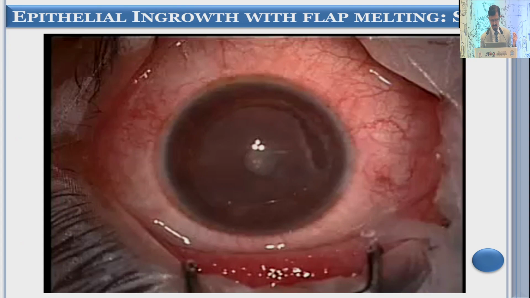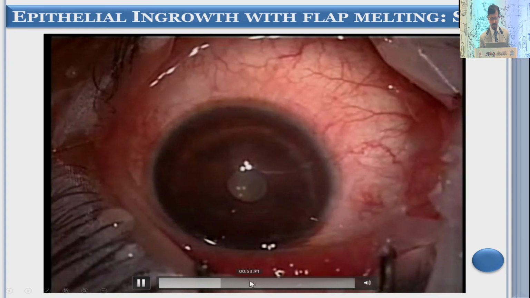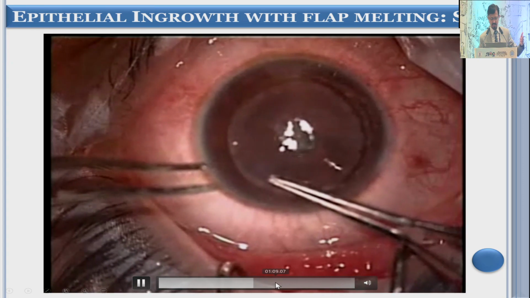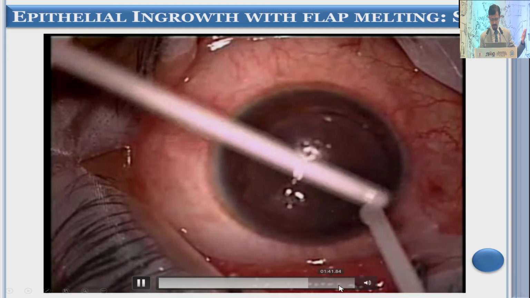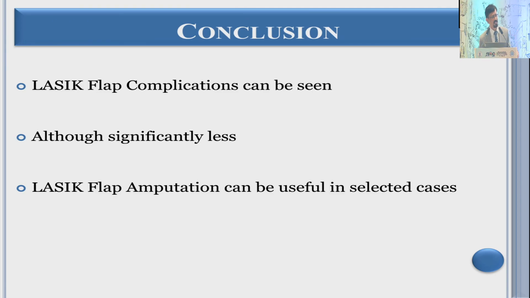Just 30 seconds more. This is a case wherein there was epithelial ingrowth in the periphery. There's a standard teaching we all follow that if it's in the periphery, don't do anything unless it is causing high astigmatism, unless it is creating problems. And in this case, there was a flap melt because of the elevation of the flap because of epithelial ingrowth. Then again, flap amputation was done, and in this case, I have done a superficial anterior lamellar keratoplasty, replaced a similar thickness of donor lenticule. But doing both, what I have noted is that even if you do a flap amputation only, there's hardly any refractive error.